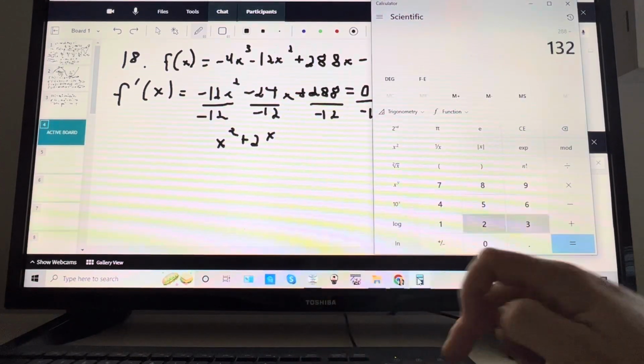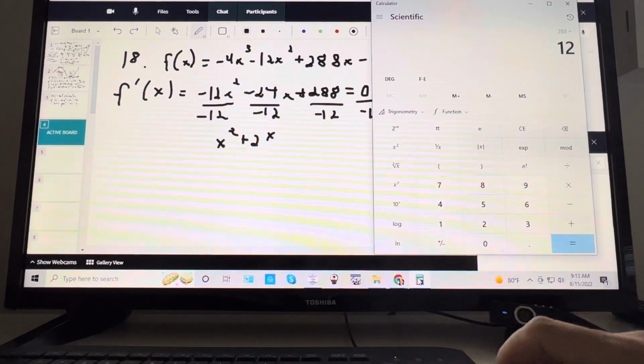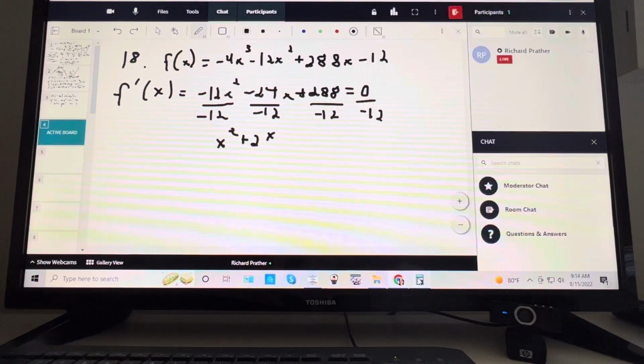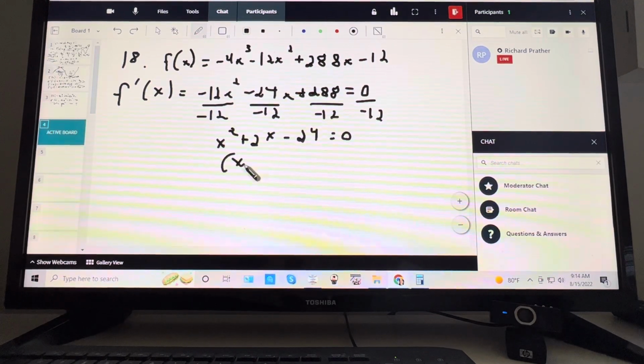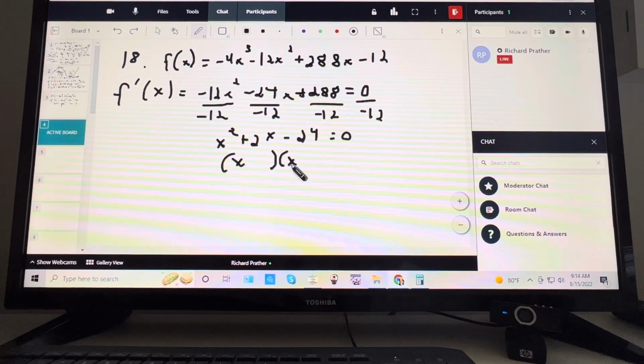Yes, 24 times, so that would be minus 24. So we need two numbers that multiply to negative 24. That means one's positive, one's negative. And then they got to subtract a positive 2, so positive 6 and negative 4. We have two critical numbers, negative 6 and positive 4.